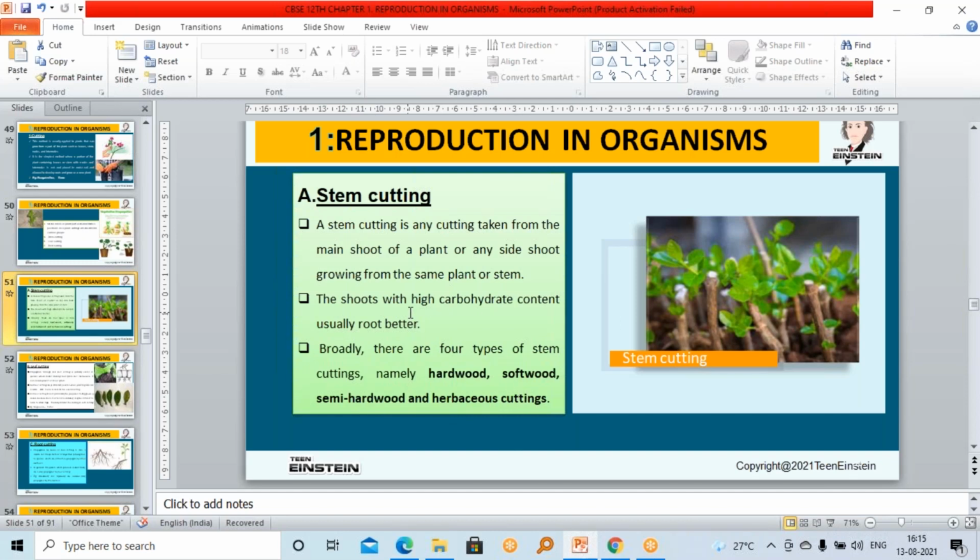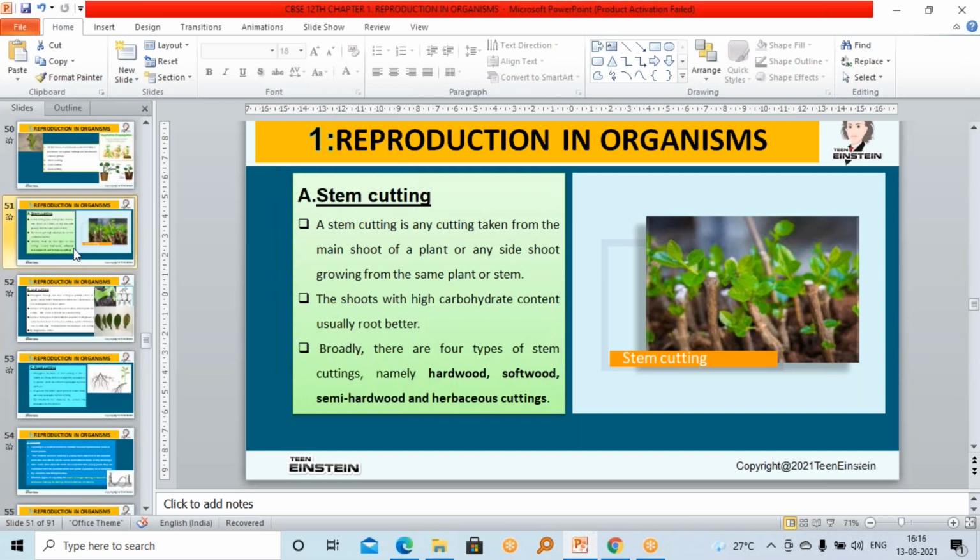So what we are doing in stem cutting? The cutting is taken from the main shoot or the side stem of a plant. That we are using for stem cutting. That we are growing as a separate plant, and the plant part with high carbohydrate content will form roots better than other plants. So there are 4 types: hardwood, softwood, semi-hardwood, and herbaceous cutting. Just remember that.